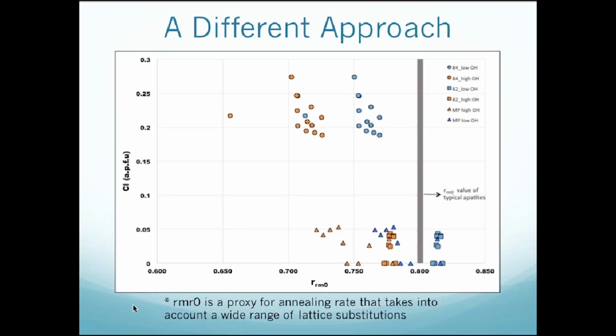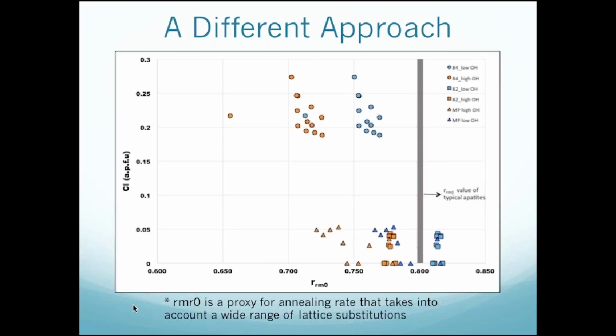We looked at a value called RMRO, which is actually a proxy for annealing that doesn't just take into account chlorine content, it takes into account a wide range of lattice substitutions. So that means the manganese, the iron, rare earth elements, anything that could be substituted into an apatite. If you see on our left, we have chlorine in atoms per formula unit. We had to convert it for this particular graph. And we have RMRO on the bottom. And the higher the value is, the faster the apatite annealed.